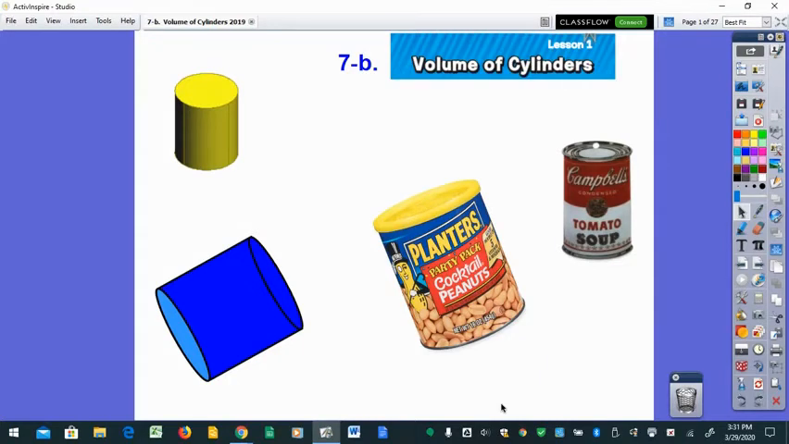So now that we've done a review of volume and a review of circles, we're going to put those two together today and start our circular volumes with the 3D figure, the cylinder. On the screen here, you can see some examples of cylinders: your soup can, the can holding the nuts here, and some other figures over here.